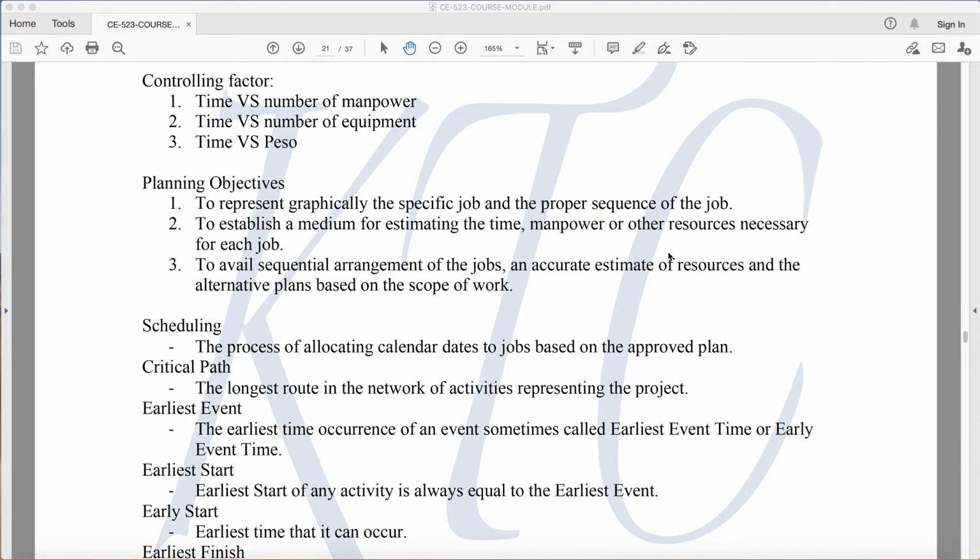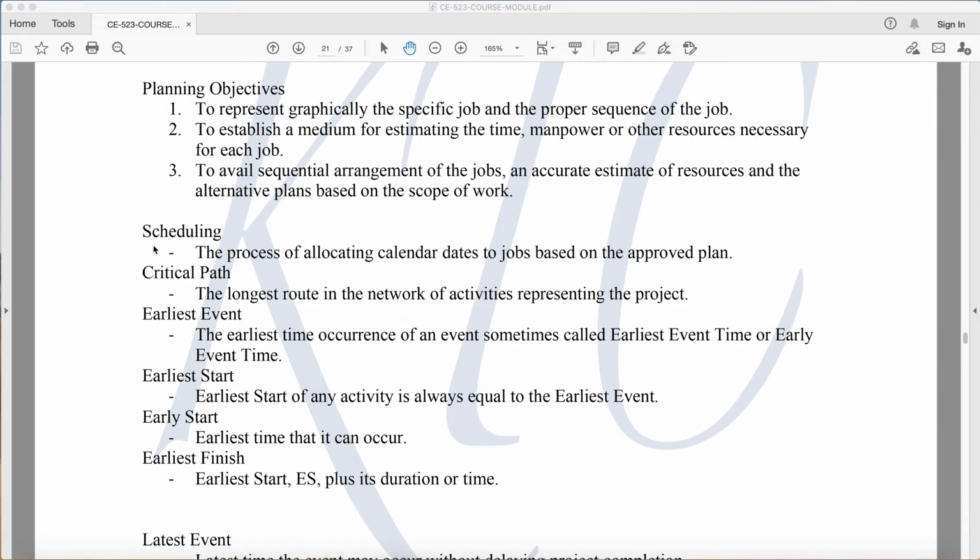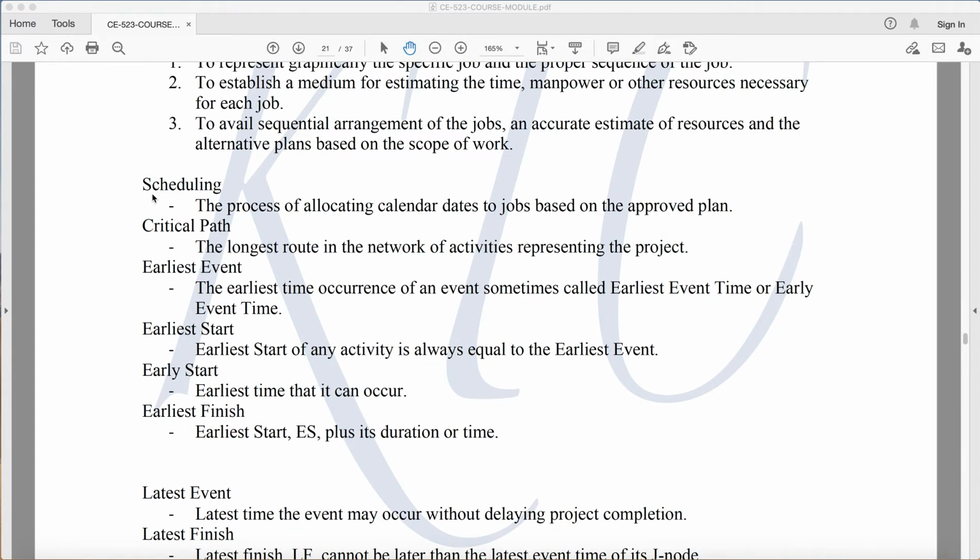Okay, so these are the common terms that you will be hearing for in constructing your network diagram. So number one is scheduling. So what is scheduling? Scheduling is the process of allocating calendar dates to jobs based on approved plans. So if you already have your approved plans, from there we are now going to allocate time, resources, and resources. Okay? Para makikita natin kung kailan natin gagamitin, para saan natin gagamitin, at kailan natin gagawin or gagamitin.